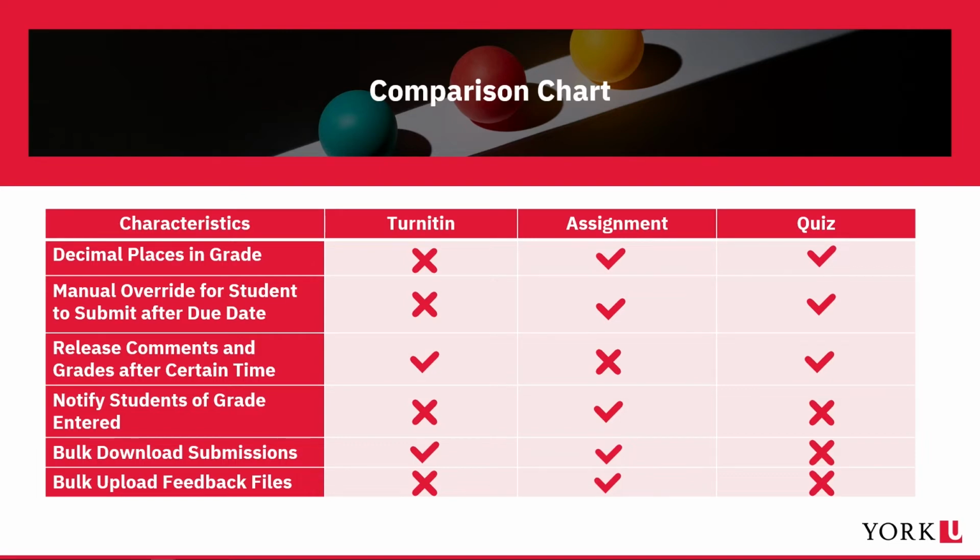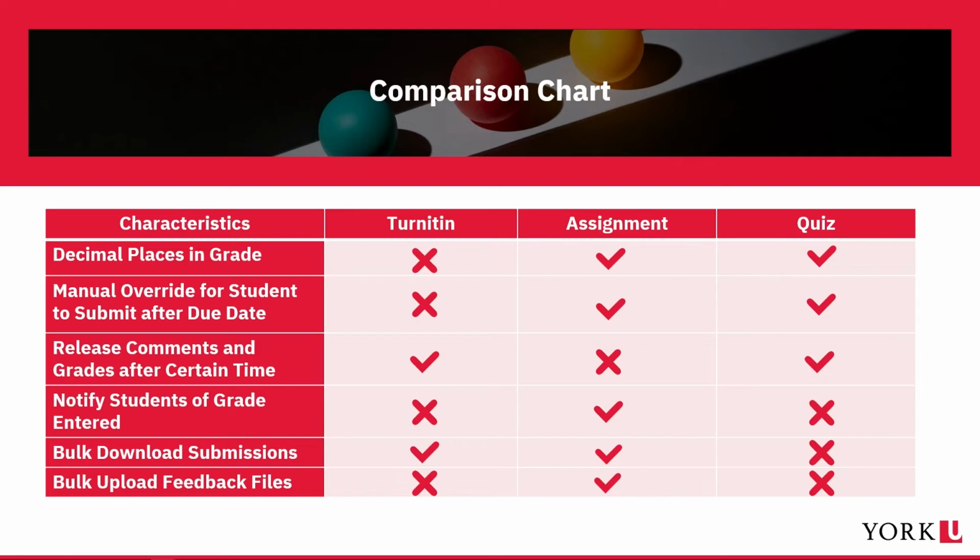Manual overrides for students' submission dates are possible with assignment and quiz only. The Turnitin assignment does not allow this. You will have to create a new Turnitin assignment for the student or students who require the accommodation and use access restrictions to filter out only the students that require it. Release comments and grades after a certain time: Turnitin and the quiz have that option. Notify students of grade entered: the assignment will give them a notification.